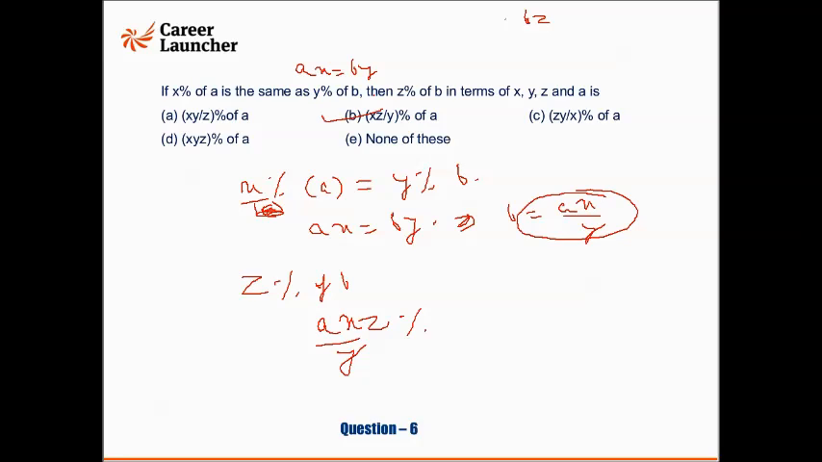This I'm writing just to give you clarity, but try to do it orally, because if this is equal to this, so remove this percentage value, that will cancel out, so you will get AX equal to BY. Now from here you can easily get the value of B as AX upon Y, and then you have to calculate z% of B, that is you have to multiply this value of B with Z. So in that way you will get the answer easily. You don't need to write down all this.